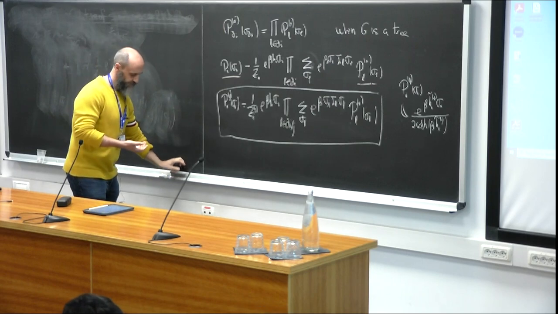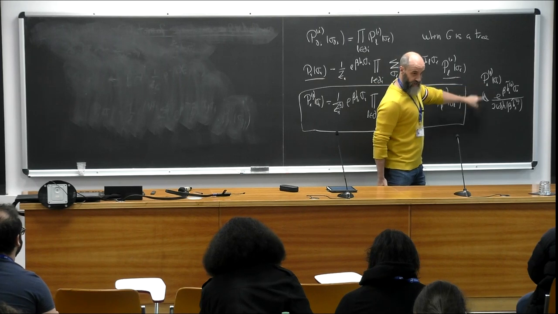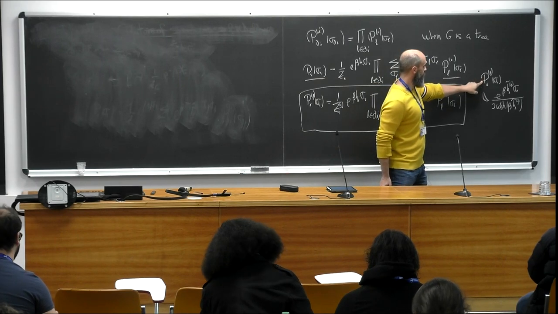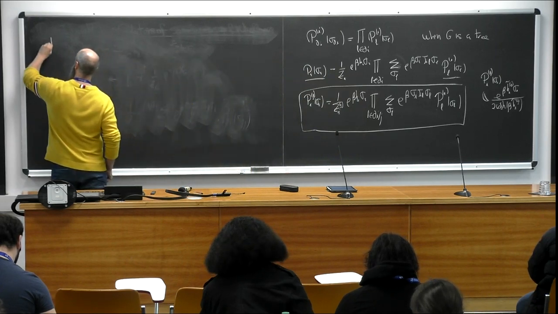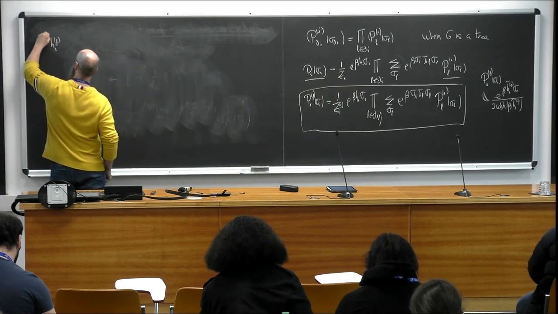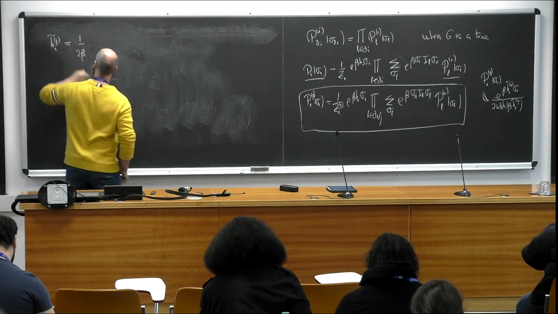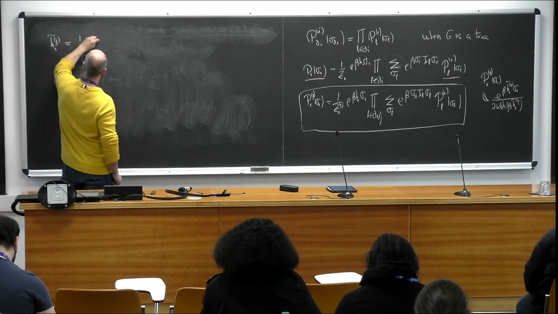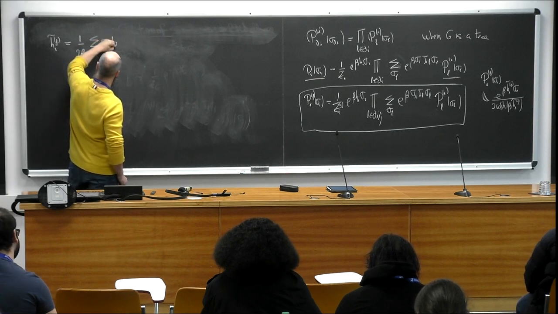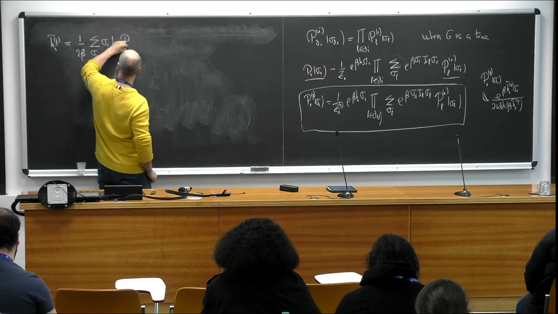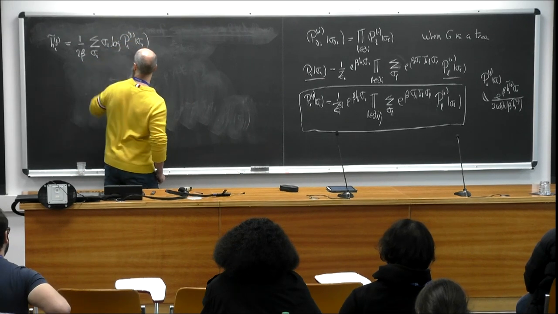Well, it is to realize first of all the following from this parametrization of the cavity marginal: I realize that the cavity field h tilde_i when j has been removed is equal to 1 divided by 2 beta, the sum over sigma_i of sigma_i times the logarithm of P_i without j of sigma_i. Right?